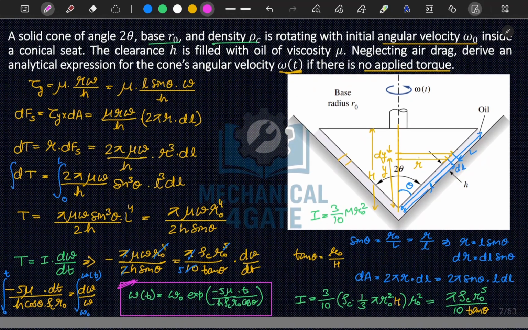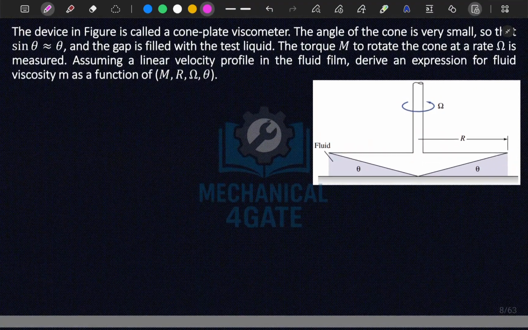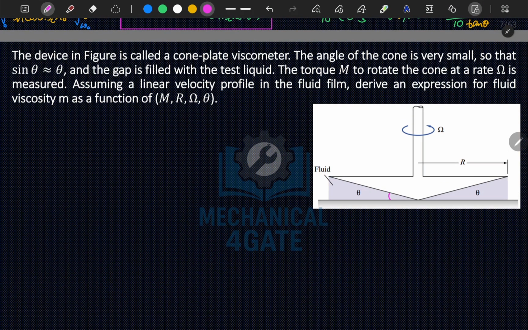Now we will be moving to our next question. A device in the figure is a cone plate viscometer. The angle of the cone is very small, so this angle theta is very small here, so that sin theta is equal to theta, and the gap is filled with test liquid. The torque M to rotate the cone at the rate of omega is measured. Assuming a linear velocity profile, derive the expression for the fluid viscosity mu as a function of M, omega, and theta.